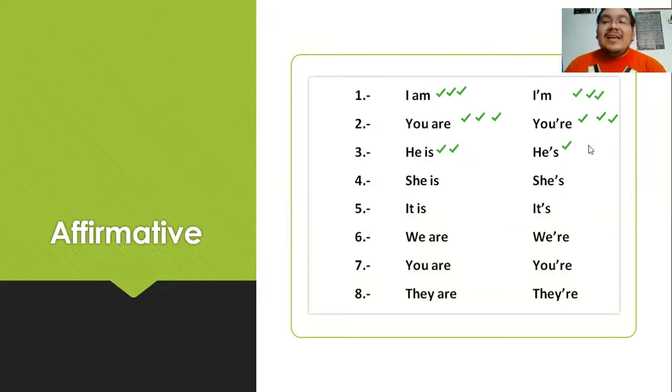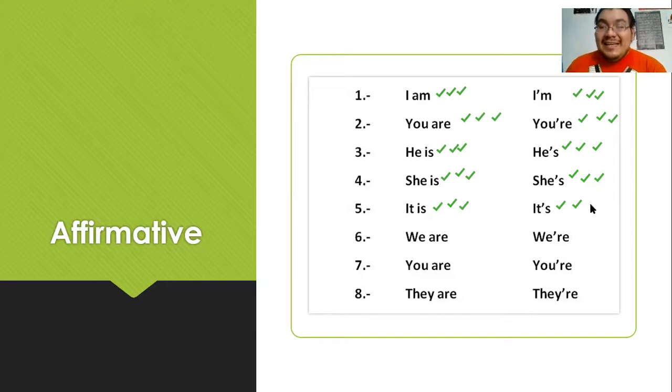He is, he's. He is, he's. Contraction for he. She is, she's. She is, she's. Entonces ya no es necesario decir she is my mother. Podemos decir she's my mother. Okay. It is, it's. It is, it's.